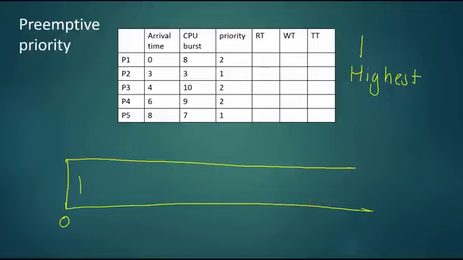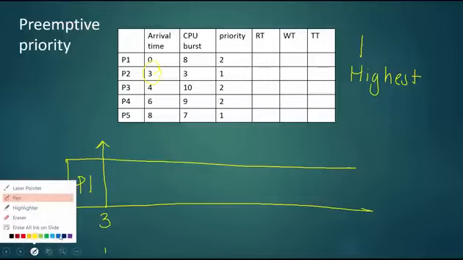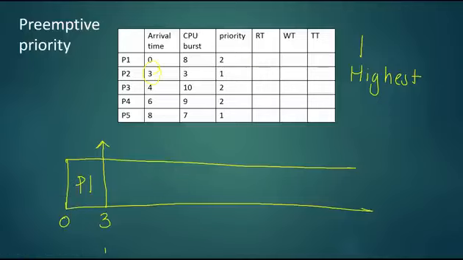At time 0, we have P1, and P1 is on the processor. However, if you notice here that P2 is going to arrive at time 3, and therefore at time 3, P1 is going to be preempted and kicked off the CPU because P2 has a higher priority. So when P2 arrives at time 3, it kicks P1 off the CPU. So P1 goes right back into the ready queue at time 3 and has 5 time units left of CPU burst.